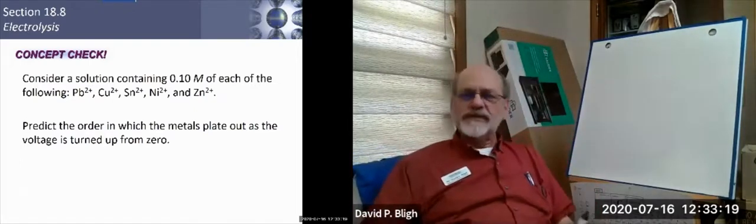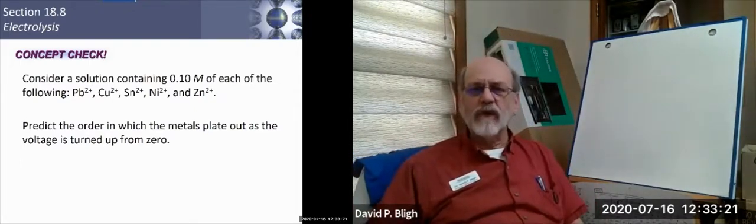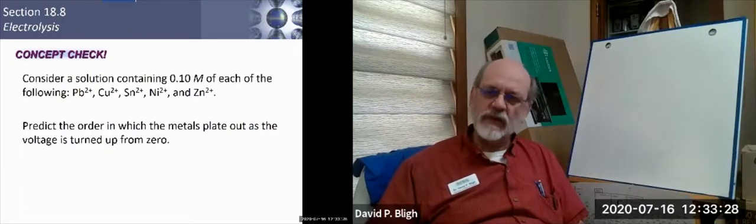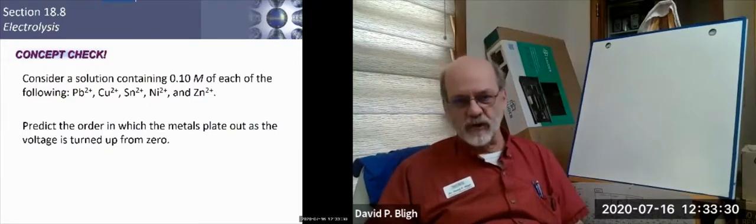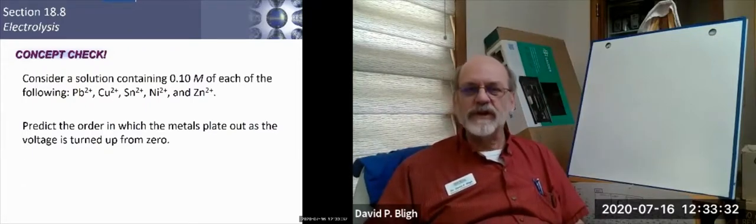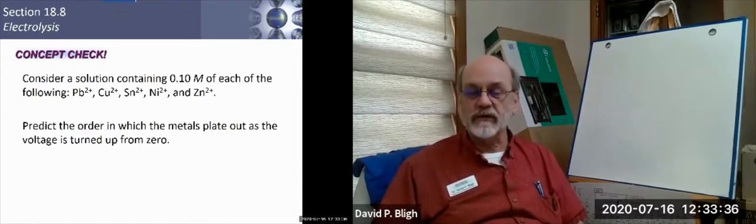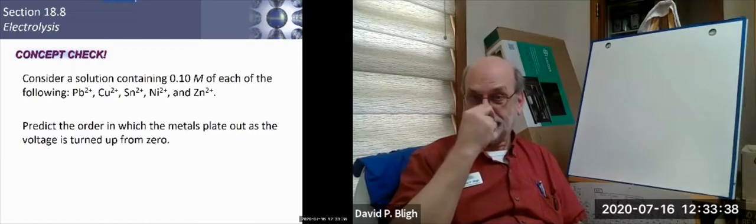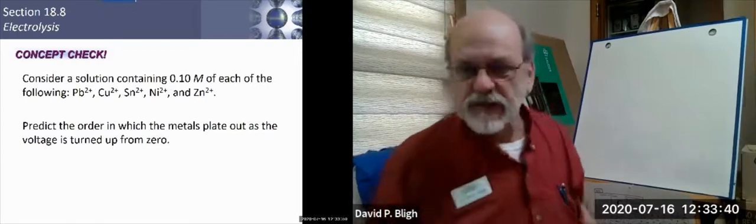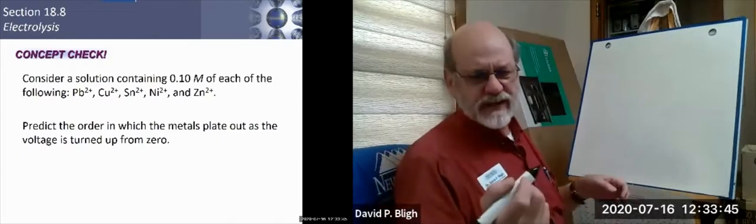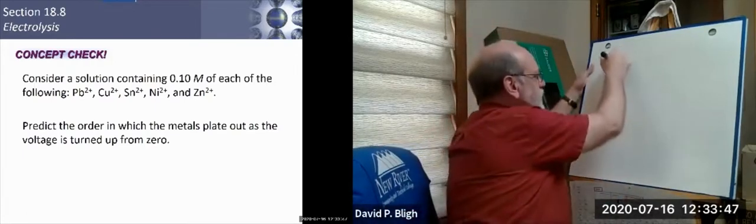All right, so let's say we have a solution of 0.1 molar in each of these ions: lead 2+, copper 2+, tin 2+, nickel 2+, and zinc 2+. Predict the order in which the metals plate out as the voltage is turned up from 0. So what does that mean? Well, let's take lead to begin with. What's going to happen?